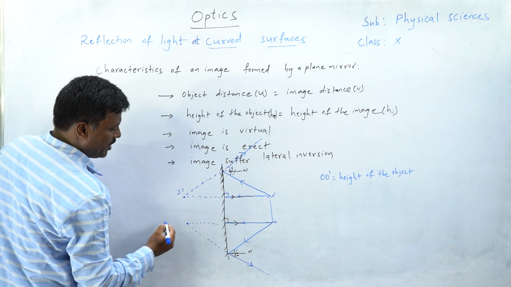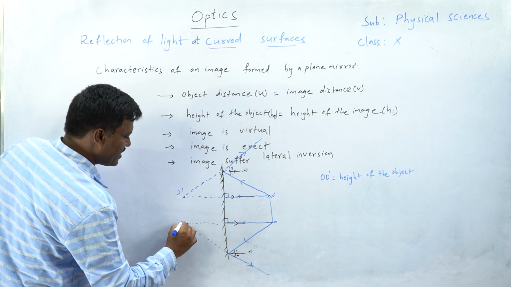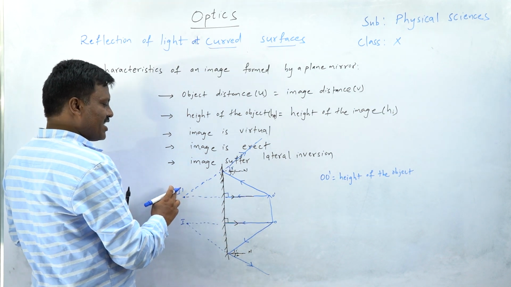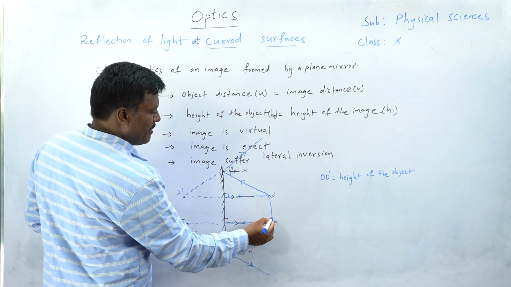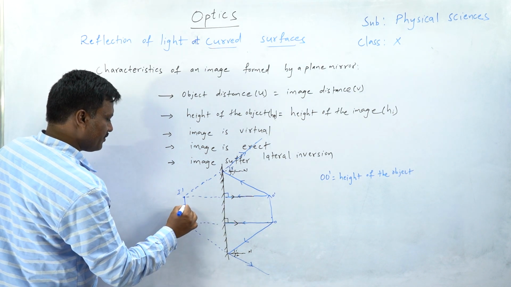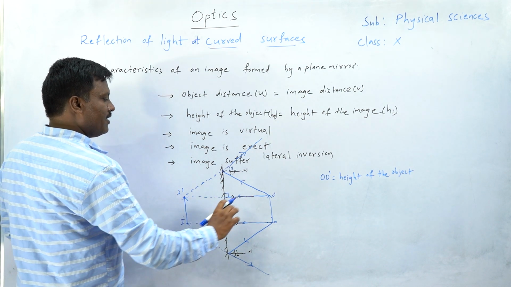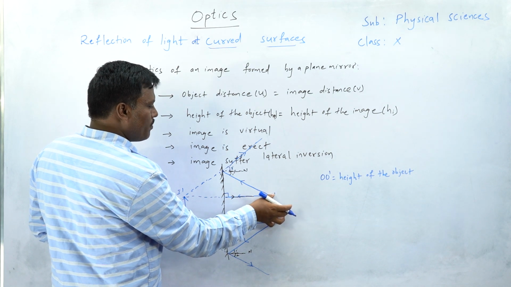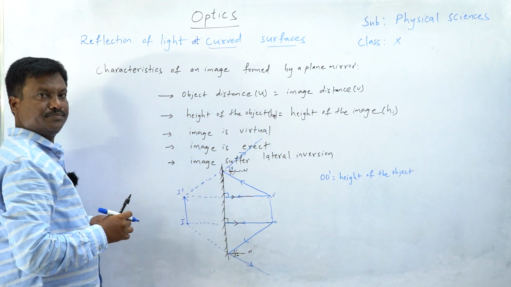They meet at this point. Here, this point is I. I is the image of O. I dash is the image of O dash. The remaining points form their respective images between these two points. And finally, the complete image of the height of this object is formed here.